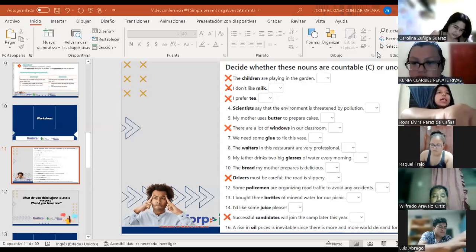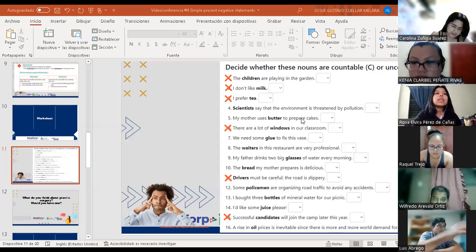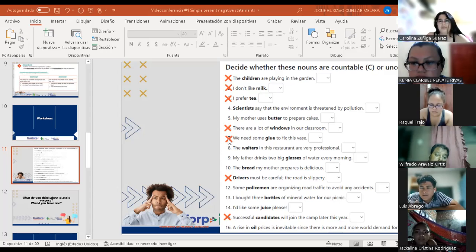And then Jackie. Yes. Please. Number seven. Go. We need some glue to fix this base. Is it uncountable? Uncountable. Pega, claro, la pega es. Okay, we go with Jackie and then William.